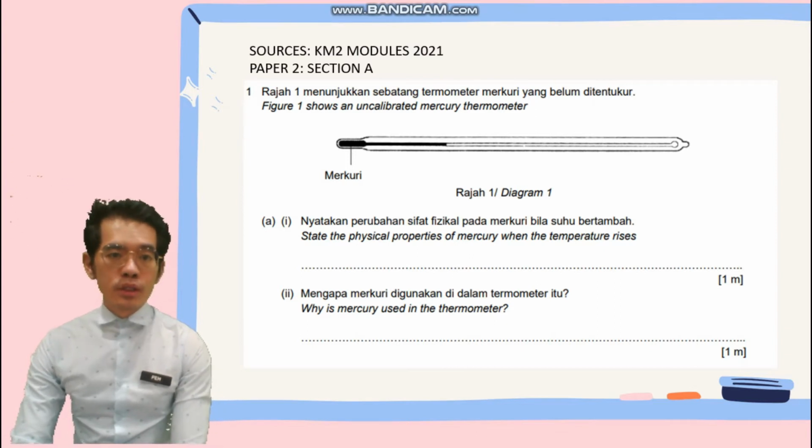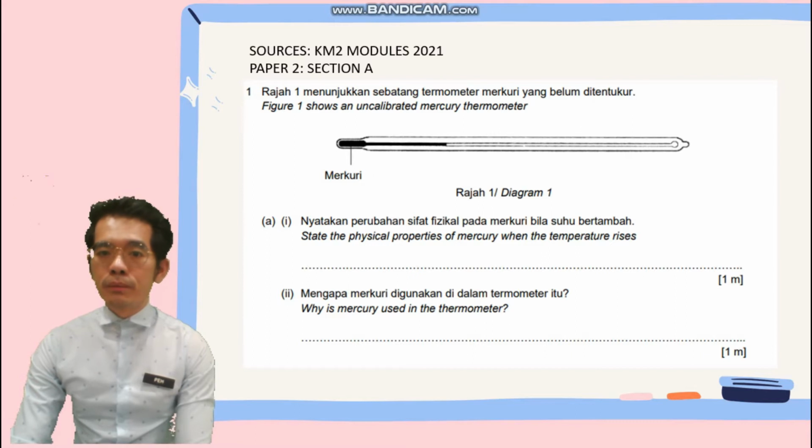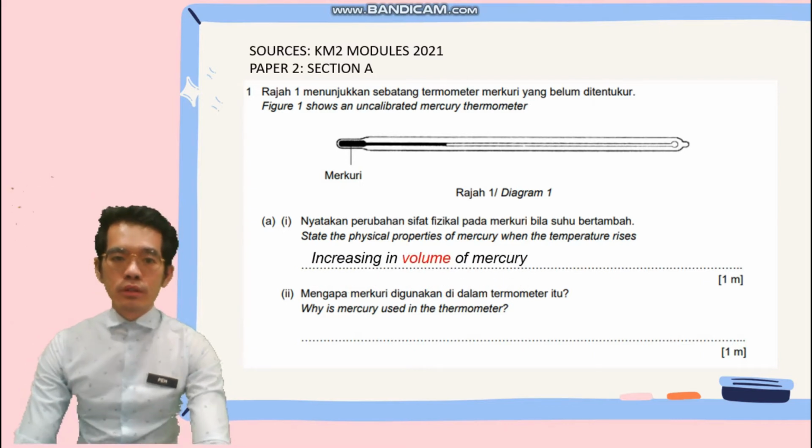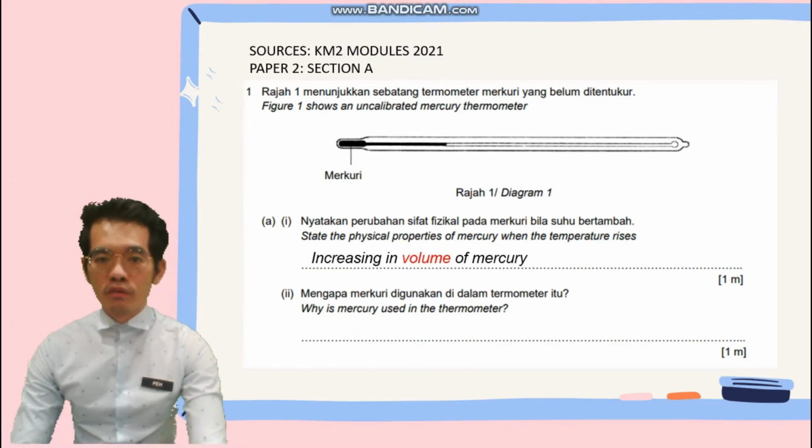As you have watched the video clip of section 4.1, you may know that the working principle of a liquid in glass thermometer is based on the principle of expansion and contraction of liquid. Therefore, as the temperature rises, the volume of mercury will increase and cause the length of the column in the mercury thermometer to increase. So the answer for this question will be increase in volume of mercury.